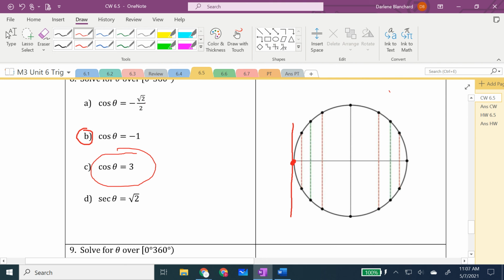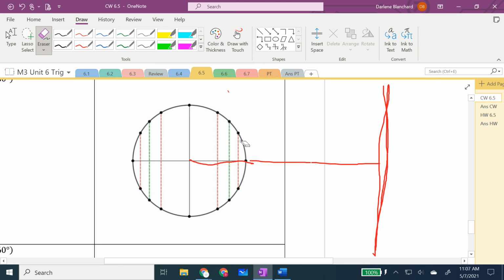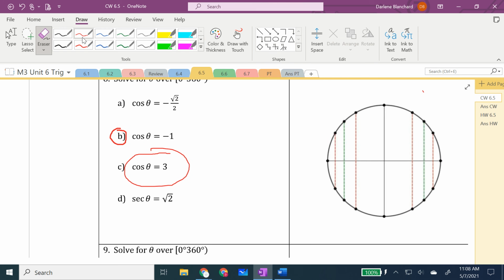Now this one's a good one. If cosine is equal to positive 3, a vertical line at positive 3, well, here's a vertical line at positive 1. Positive 3 is way out over here. So I've got 1 unit, 2 units, 3 units away, vertical line, way out here. It does not cross the circle. If I draw the line x equals positive 3, it will not cross the circle. I have no solution.